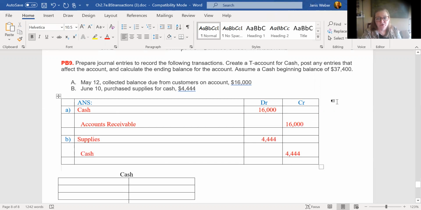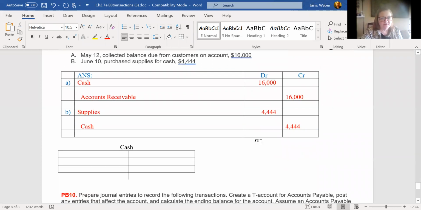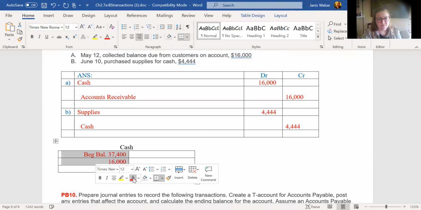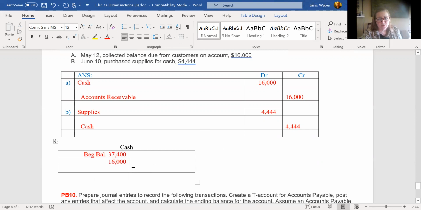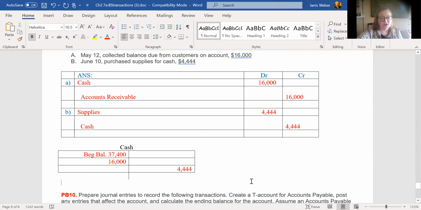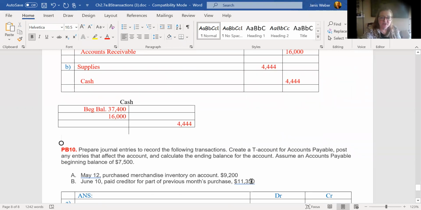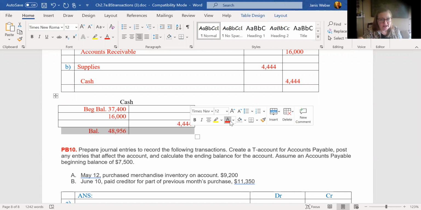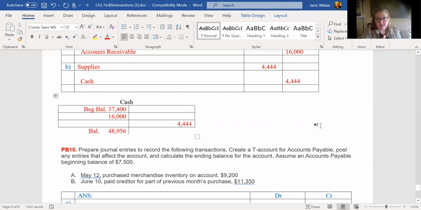So then they ask you to do the T account for cash, assuming a beginning balance of $37.4. So 37.4 is the beginning, and then the first entry was a debit of 16,000. Second entry was a credit of 44. So I can tell you what the ending balance is by adding my debits, 37.4 and 16,000, and then subtracting that credit, bringing me to an ending cash balance of 48,956, which is a debit.